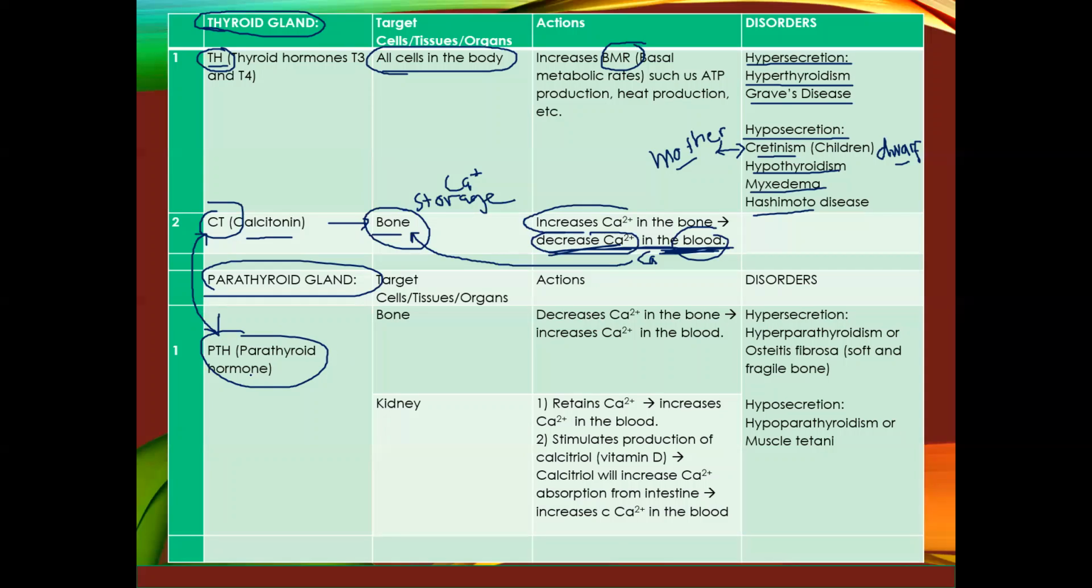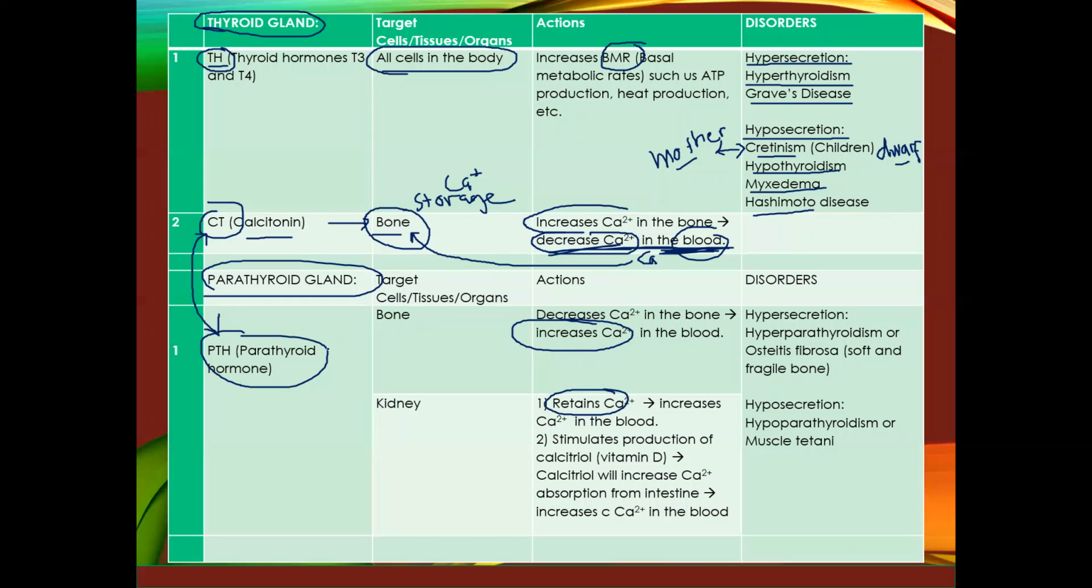Now the PTH will increase calcium in the blood. That's the main function. Okay, so it increases calcium in the blood. Now the question is how our body is able to increase calcium in the blood. How does the PTH increase the calcium in the blood?